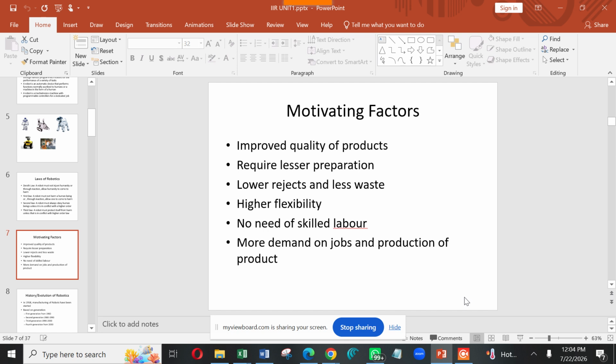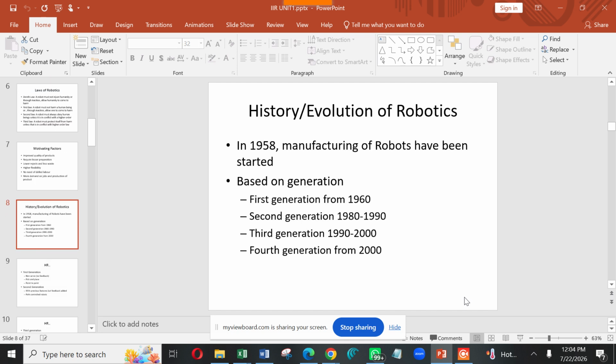More demand on jobs and production of products. That means wherever you have more demand, there also we can try to use robots. Any doubt on this? Now let us see the history, or evolution, of robotics.